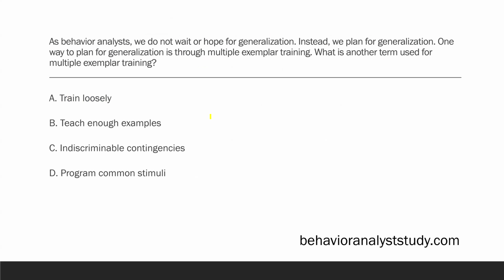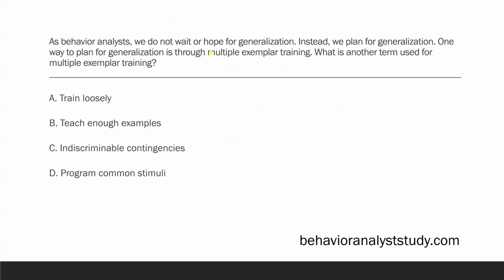As behavior analysts, we do not wait or hope for generalization. Instead, we plan for generalization. One way to plan for generalization is through multiple exemplar training. What is another term used for multiple exemplar training? We've done some long questions, so I wanted to end on just kind of a learning question, right? Because this has come up before.